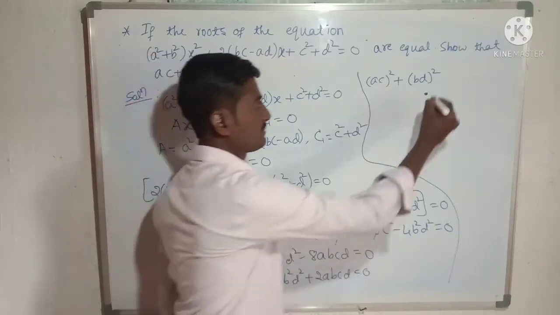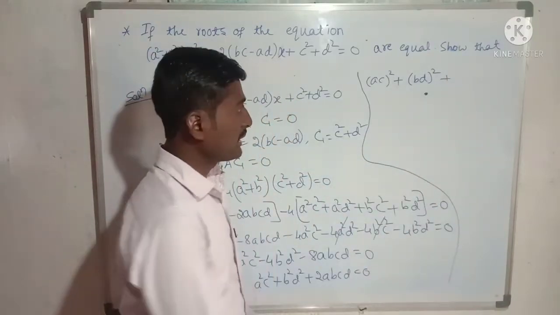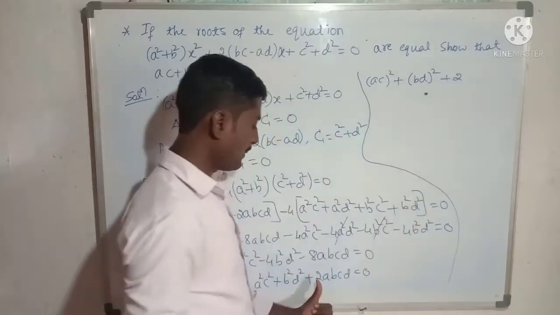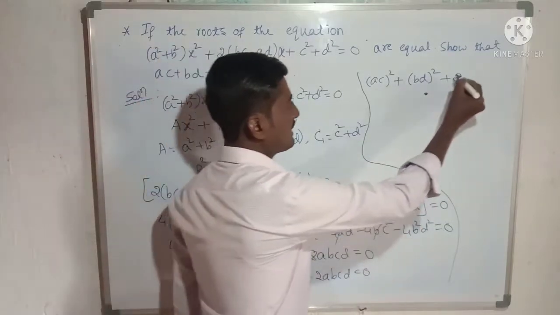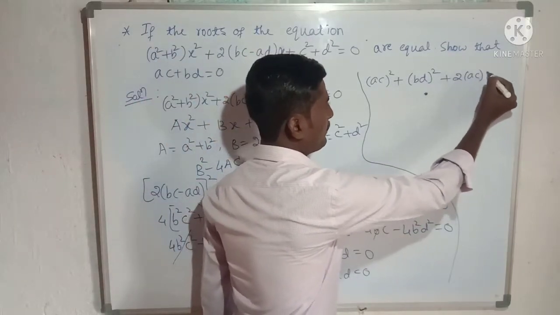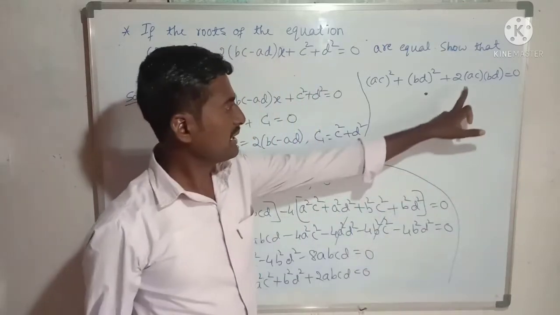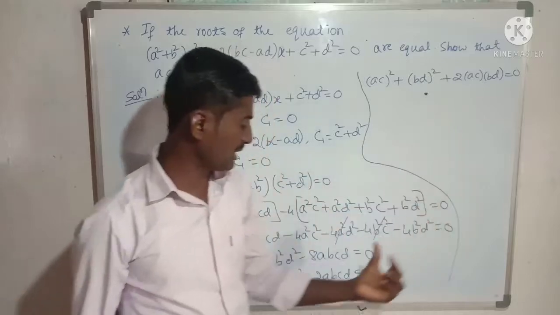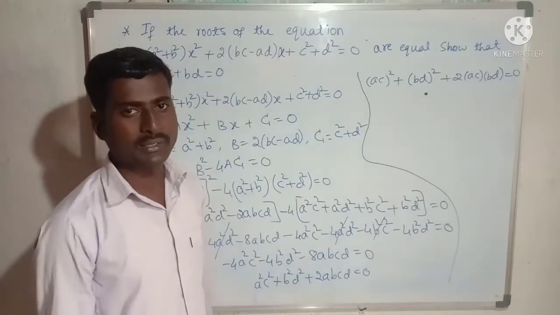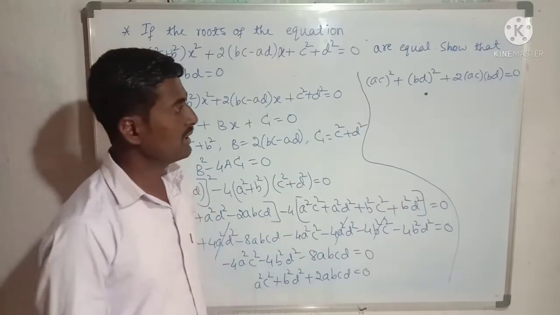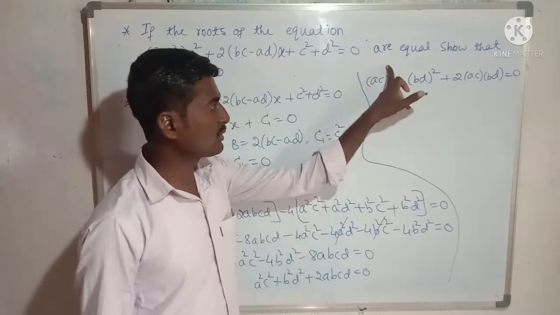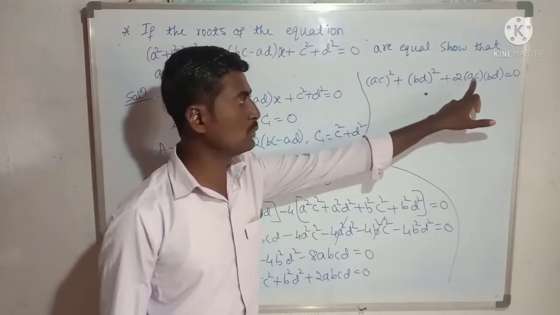Then now plus 2 into ABCD, I can write it as AC into BD. AC into BD is equal to 0. See here, ABCD only, so ABCD I write as AC into BD. Same I am getting. Now this is of the form a square plus b square plus 2ab.